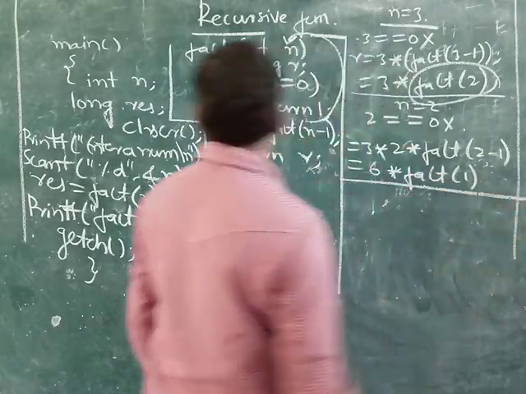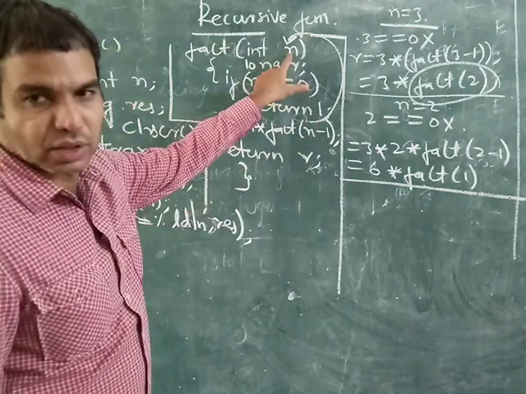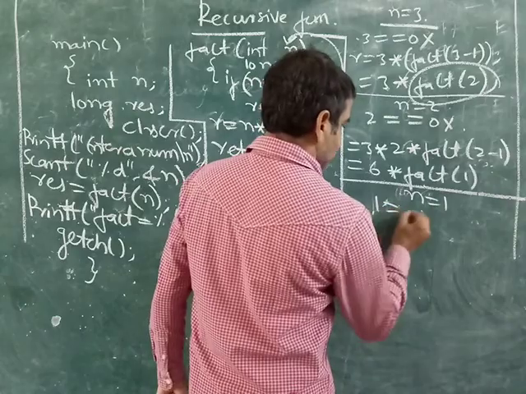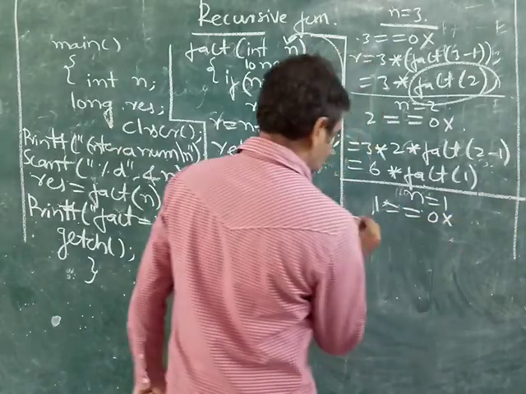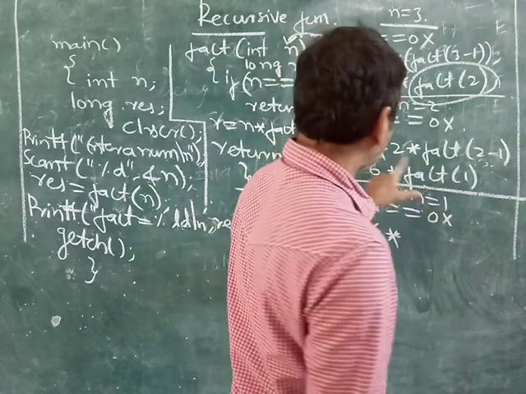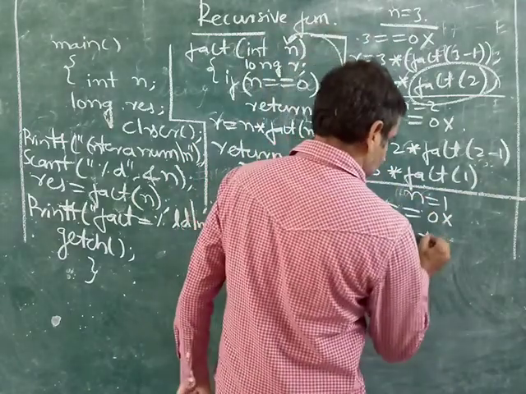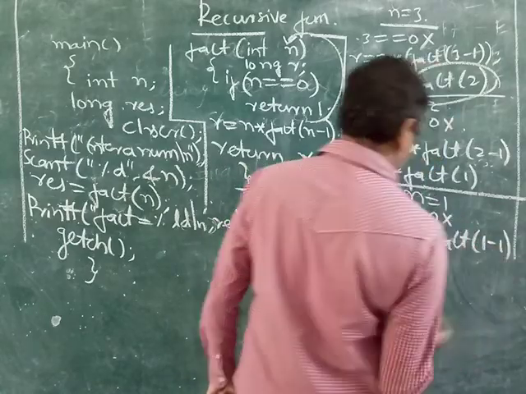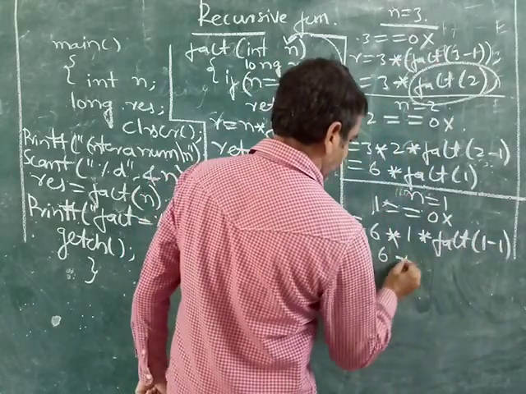So fact of 1 again goes here. Now the n value is equal to 1. Is 1 equal to 0? No. So we are finding for this: n into fact of n minus 1, that is 1 into fact of 1 minus 1. 1 minus 1 is 0, so fact of 0.